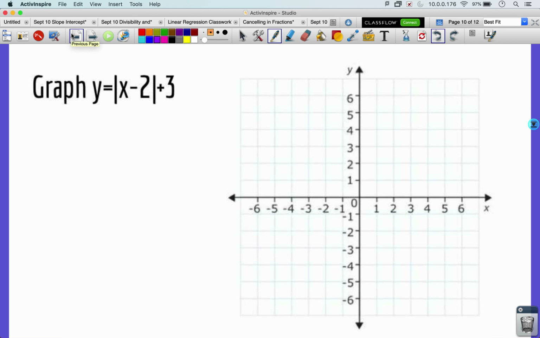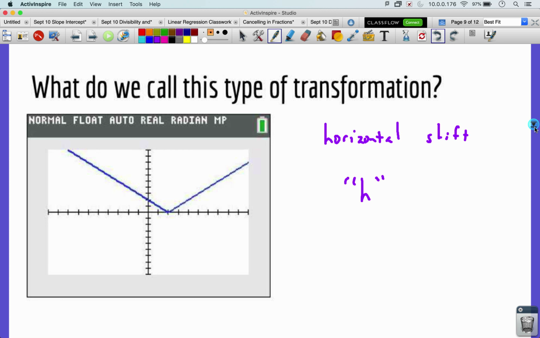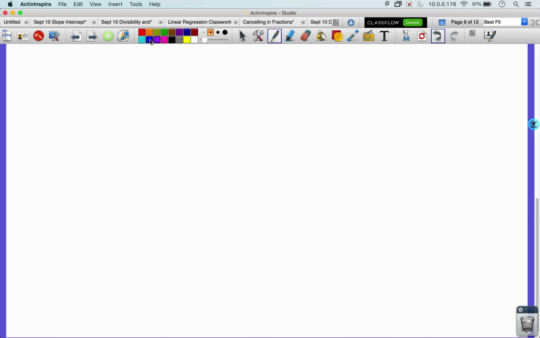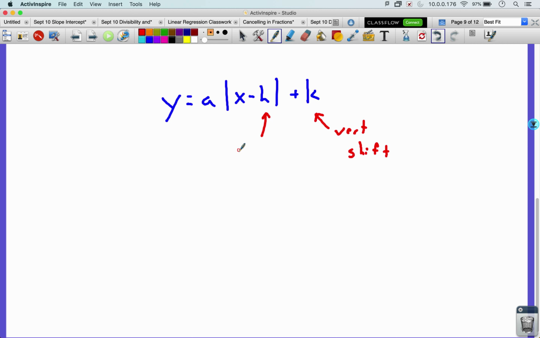I feel like we're still missing a piece here. Let's write out the generic form of a 2-variable absolute value equation. Y equals A times the absolute value of x minus h plus k. K here is going to be our vertical shift. H is going to be the horizontal shift. And then A has a lot of different roles within the function.